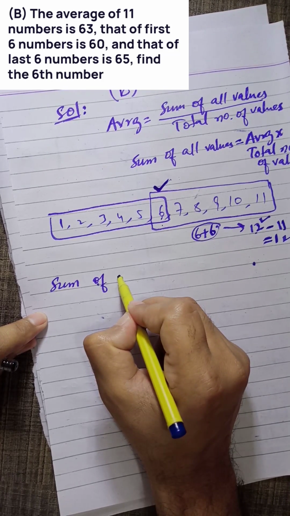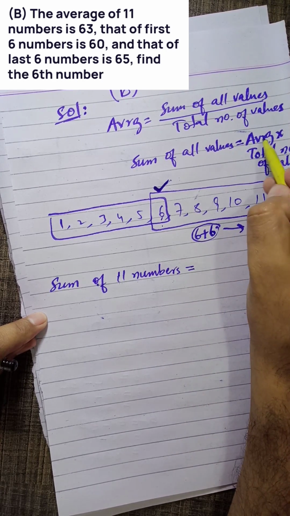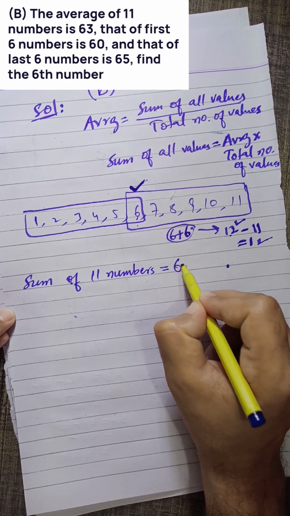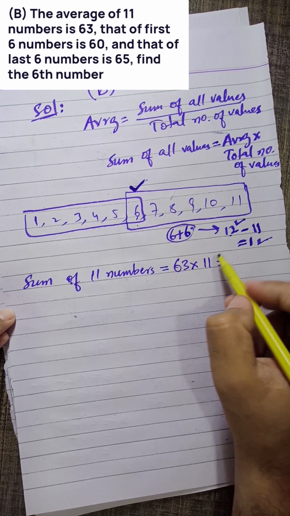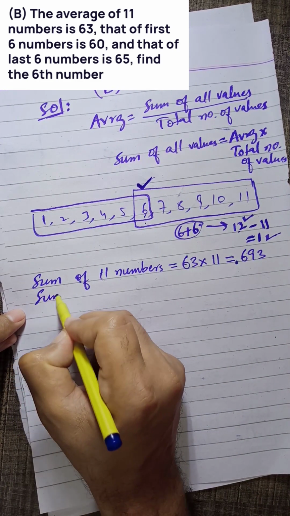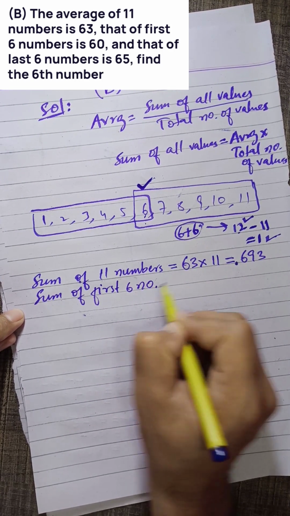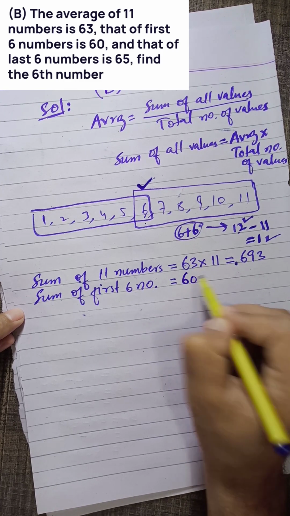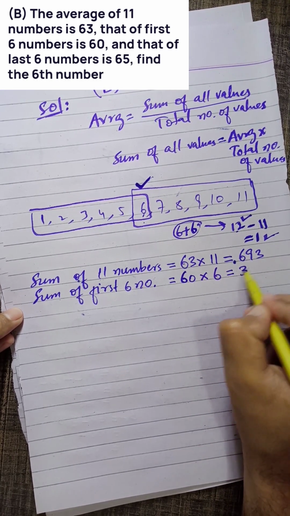Sum of 11 numbers will be equal to, by using this formula, the average of 11 numbers, which is 63. We'll multiply it with the number of values, which is 11. So this will give us the value 693. Now the sum of the first 6 numbers, the average of whom is 60, we'll multiply it with 6. This will be equal to 360.